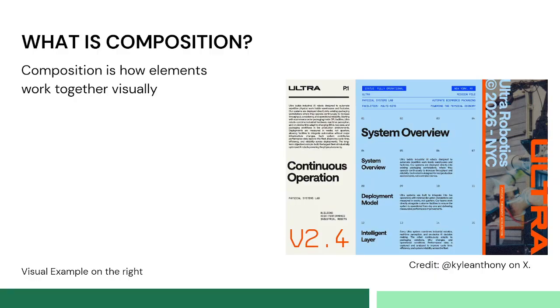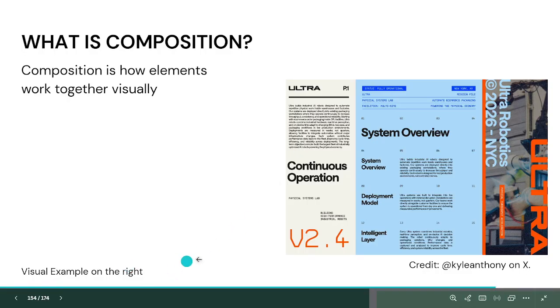So now, what is composition? Composition is how elements work together visually. Composition is how all the elements that you have placed on your design, how they work together, how they complement each other, and create a visual harmony when people look at it. And there's a visual example here by the right. The credit also goes to Kyle Anthony on X.